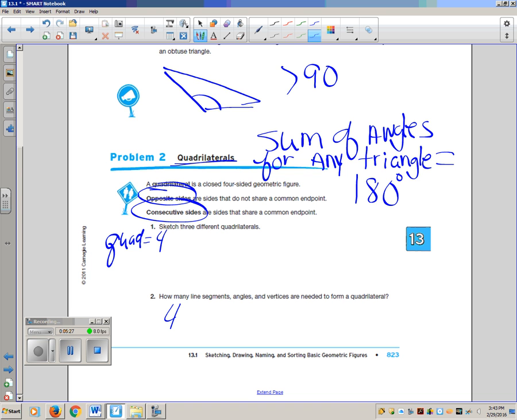Opposite sides and consecutive sides. This is important. So here's my rectangle ABCD. AB is consecutive to BC. All consecutive means is next to. AD is consecutive to DC. They're next to. AB right here is opposite DC. It's hard to read the letters now. Okay, so consecutive and opposite. You can know those.